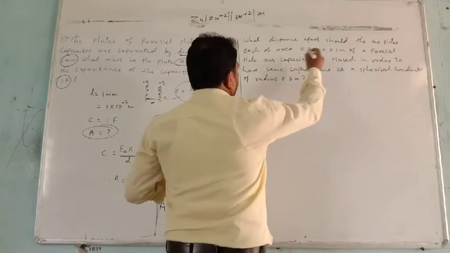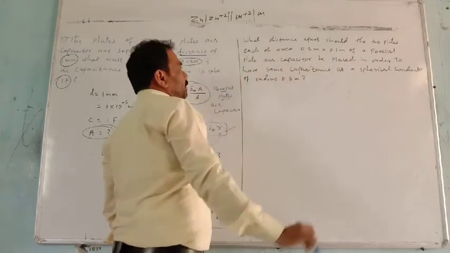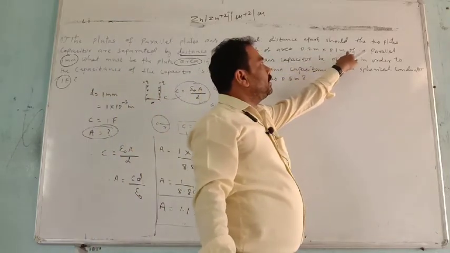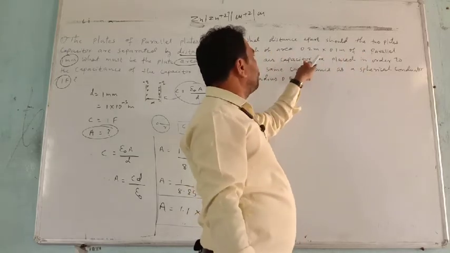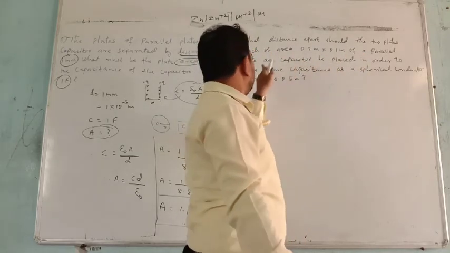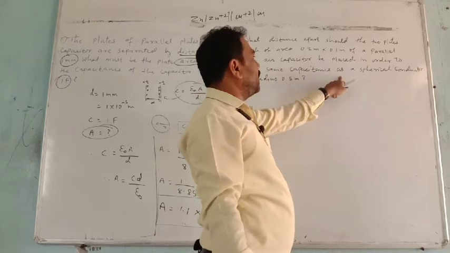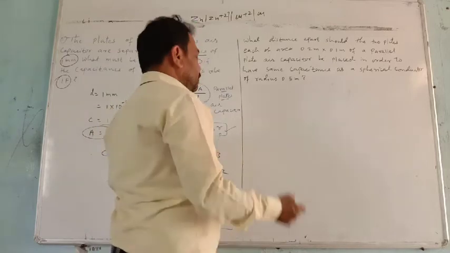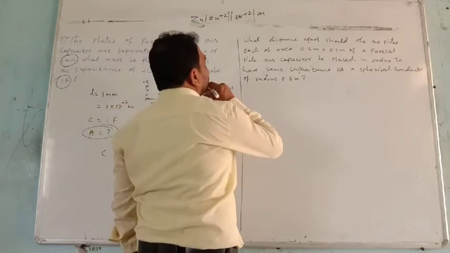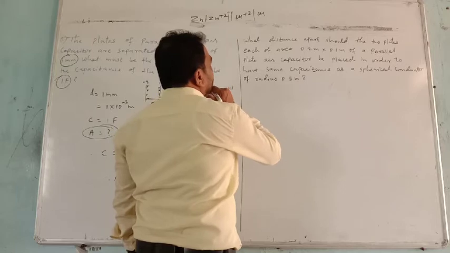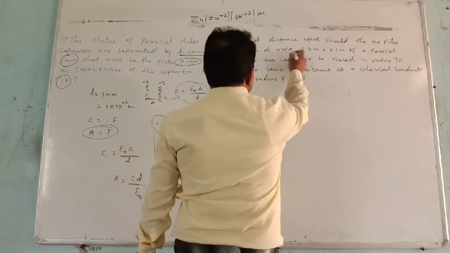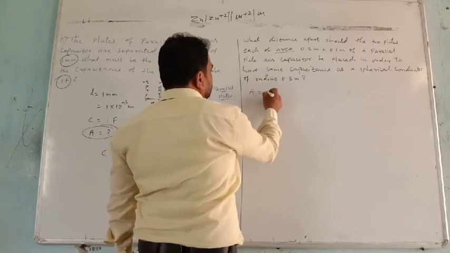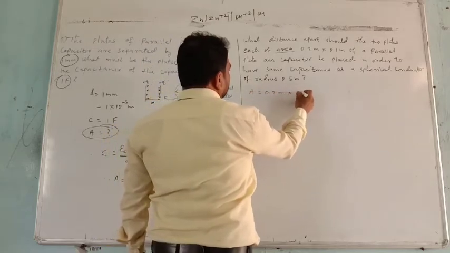What distance apart should the two plates, each of area 0.2 meter multiplied by 0.1 meter, of a parallel plate air capacitor be placed in order to have the same capacitance as a spherical conductor of radius 0.5 meter? So which things are given here? First of all, the area is given to us, that is 0.2 meter multiplied by 0.1 meter.